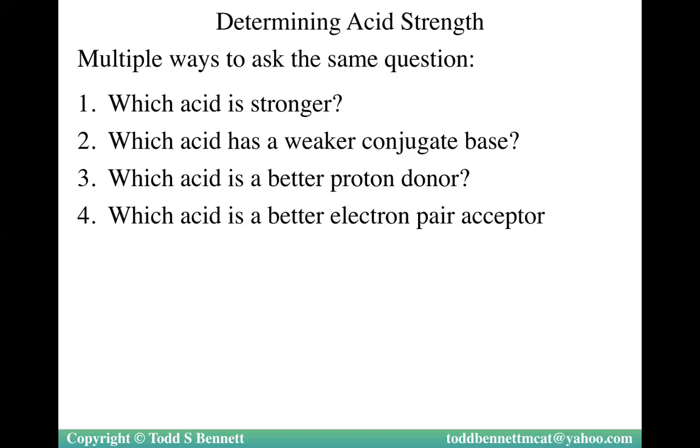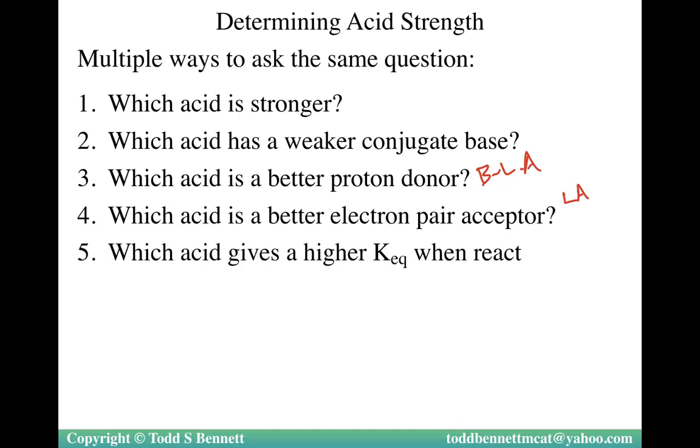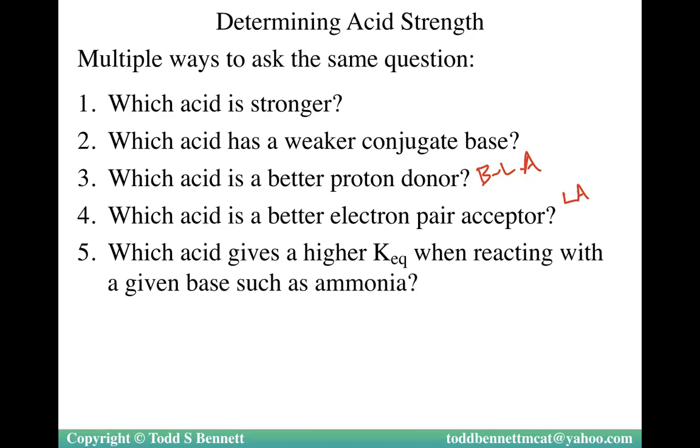Which acid is a better electron pair acceptor? So again, is that Bronsted-Lowry or is that Lewis? And in this case, we're talking about electron pairs, so we're talking about Lewis. Which one is a better Lewis acid? So I should make note of that. This is a Lewis acid. This is a Bronsted-Lowry acid. Which acid gives a higher K equilibrium when reacting with a certain base? Could be ammonia, could be whatever else. But the bigger the K equilibrium, the more it goes in the forward direction. We know it goes from stronger to weaker. So the more it goes in the forward, the conclusion, it must be stronger.